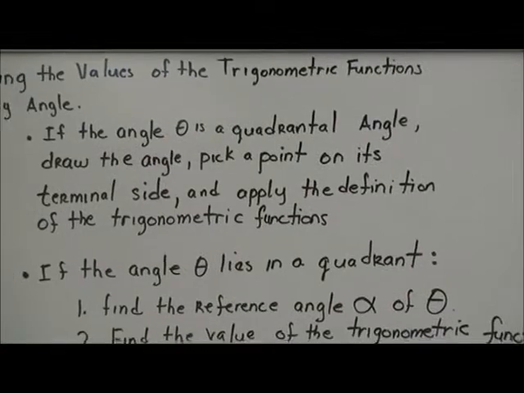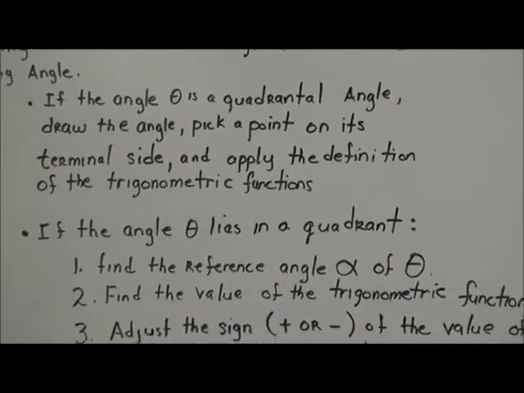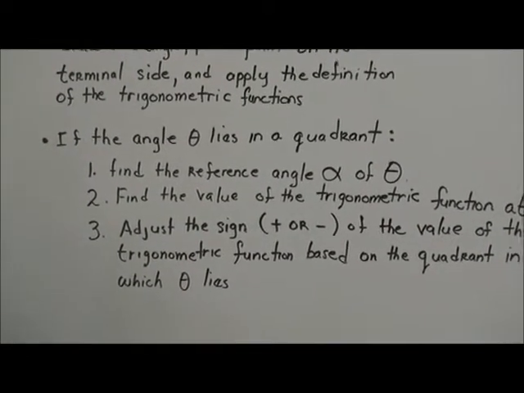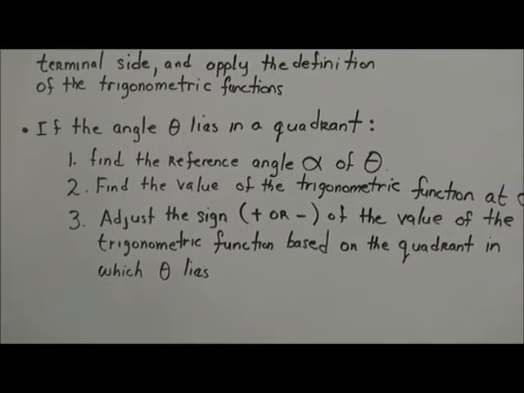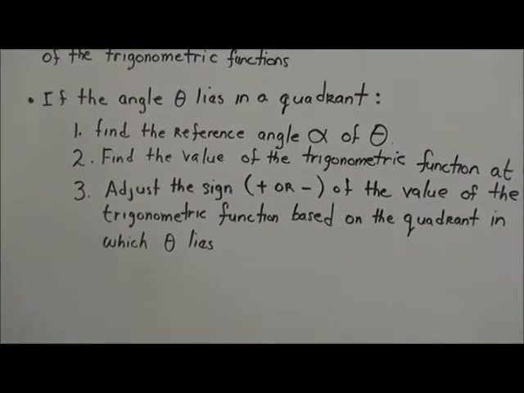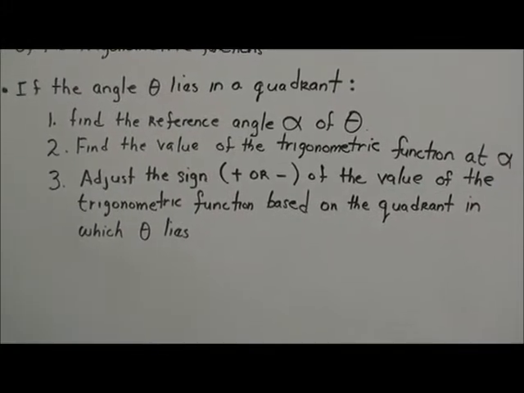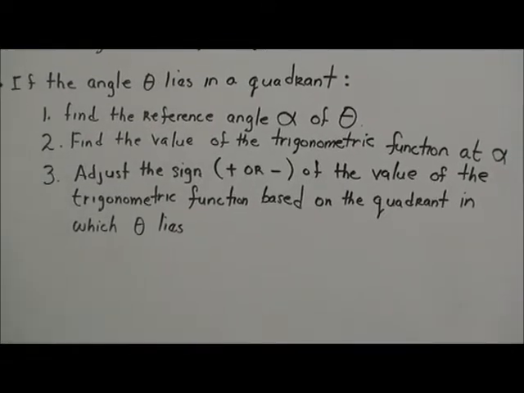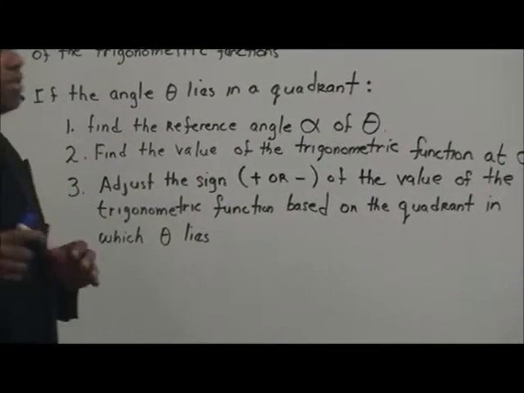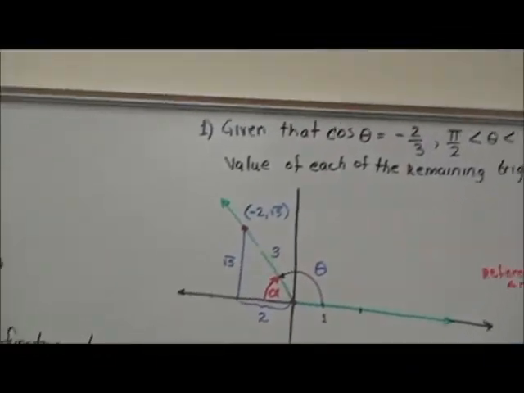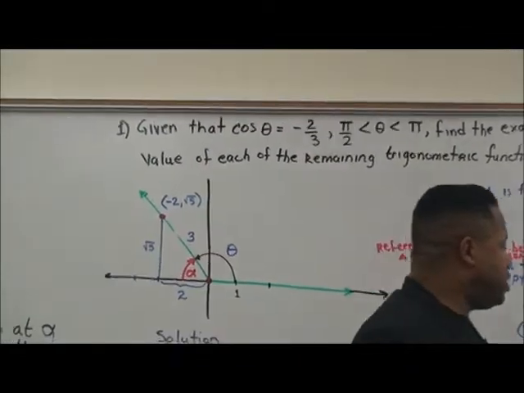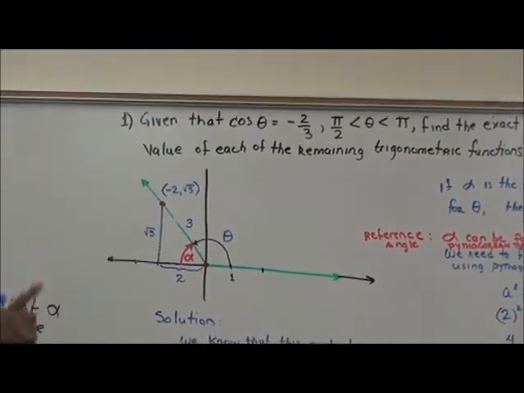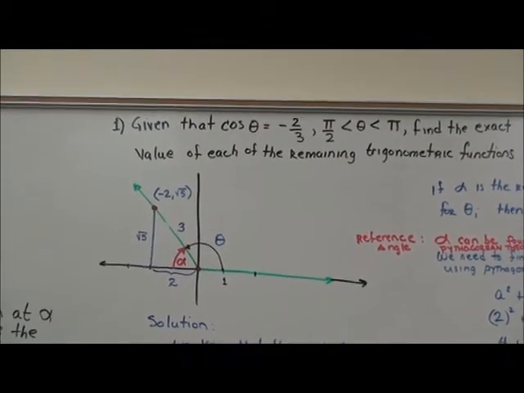Now, if an angle theta lies in a quadrant, what you want to do is find the reference angle alpha of theta, then find the value of the trigonometric function at alpha, and then adjust the sign, positive or negative, of the value of the trigonometric function based on the quadrant in which the angle theta lies. We talked in the last video about the position of each of the angles in the quadrants and what signs are determined by those. But let's talk about a problem real quick.